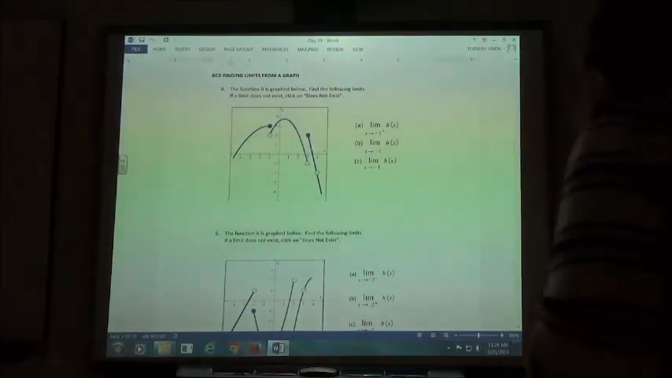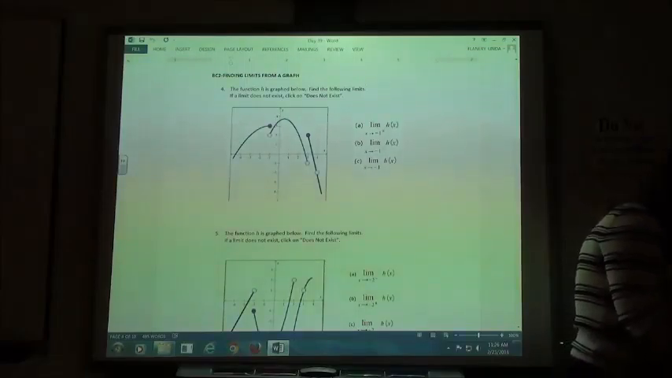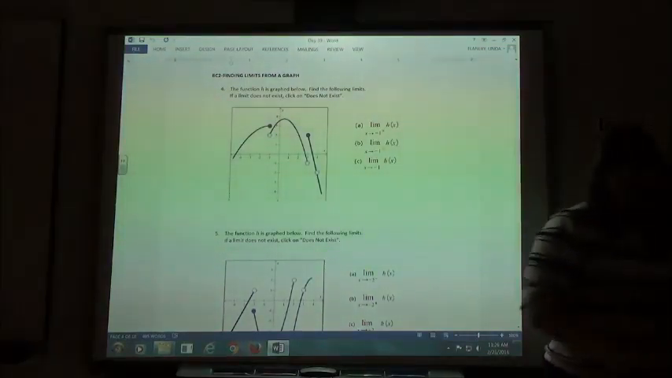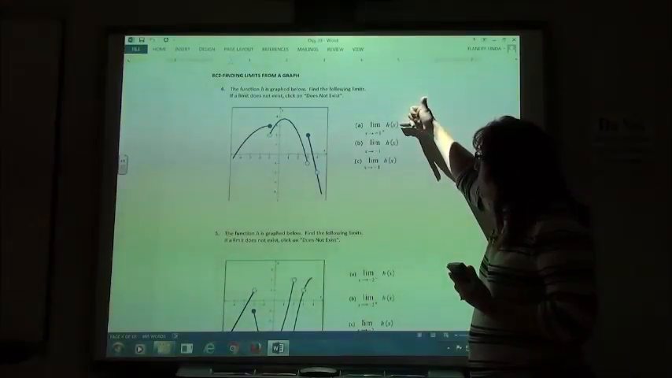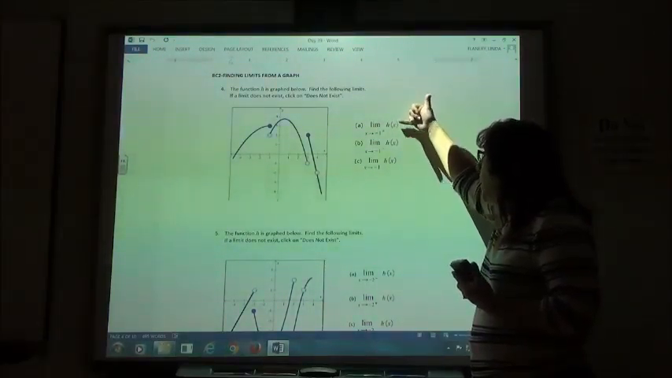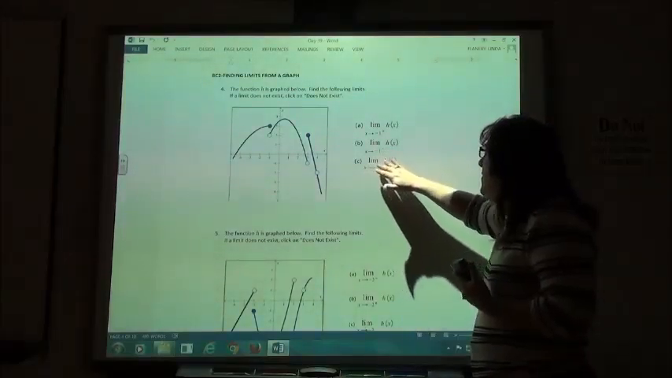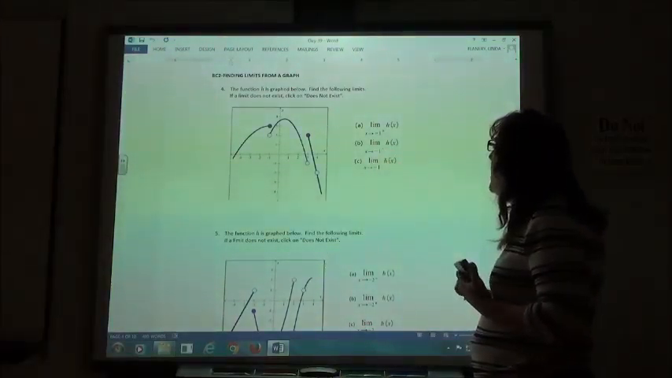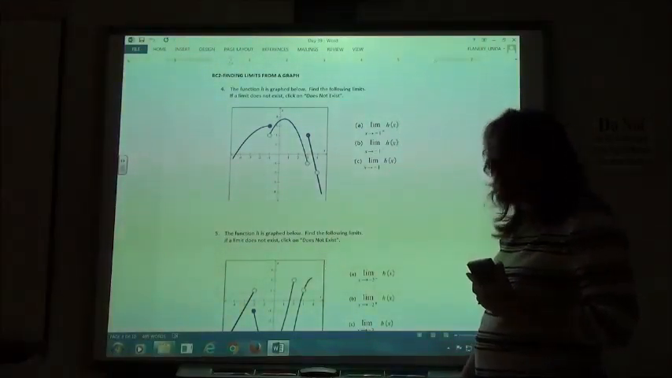4, 5, and 6, we're finding the limits from a graph. And so basically we're going to look at the limit from each side as we approach the value we're looking for. And if the limit as we approach from the negative side is the same as the limit as we approach from the positive side, then the limit is whatever that number is. If my values are two different numbers, then my limit does not exist.